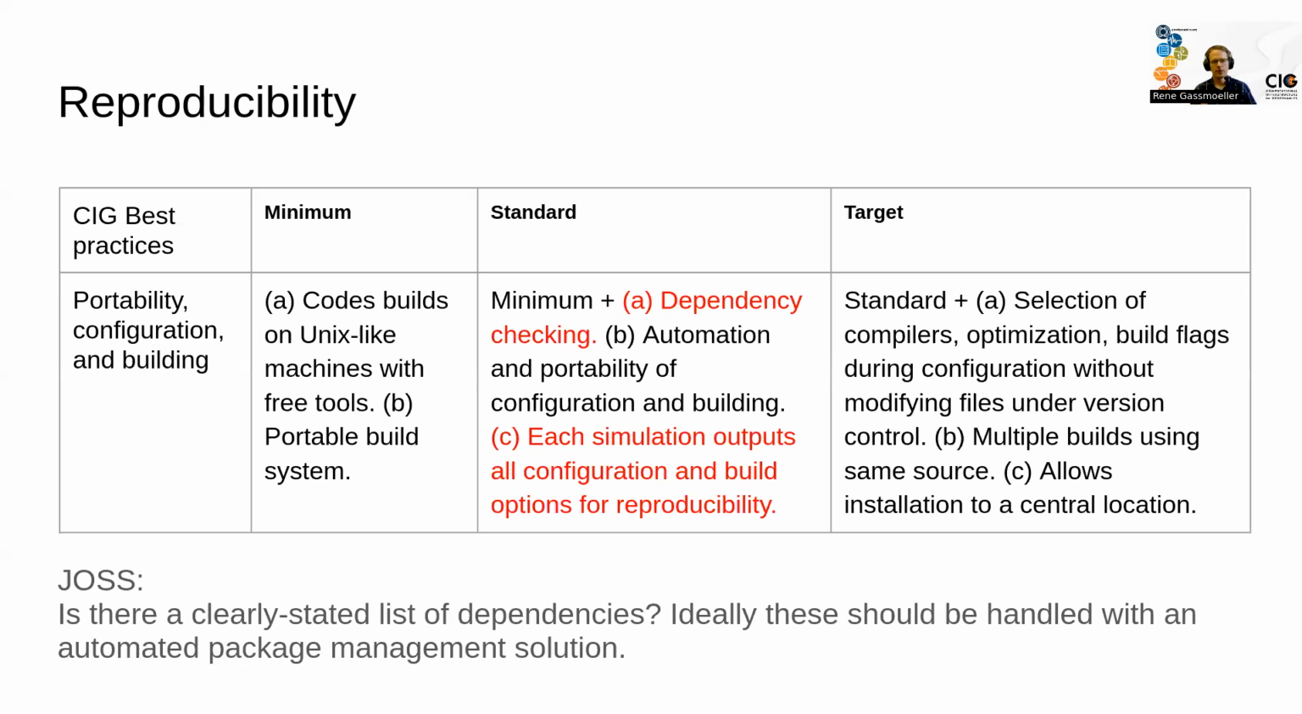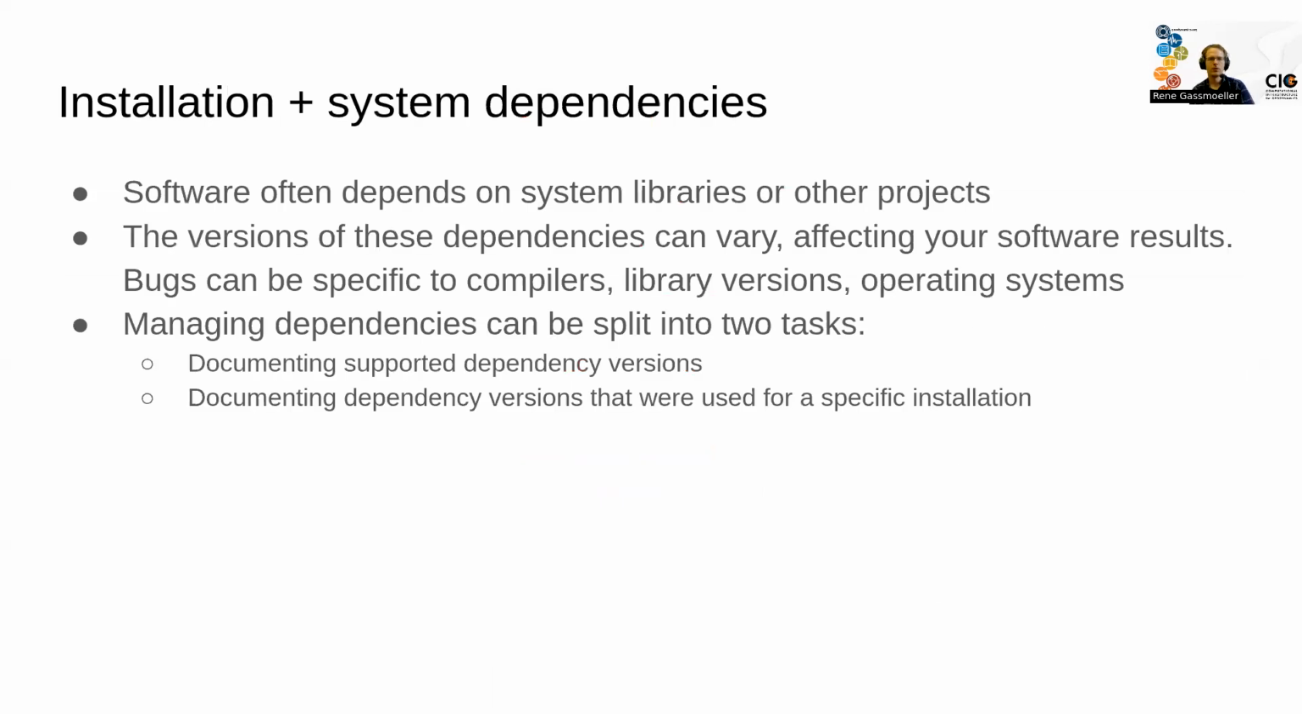We already talked about some aspects of the reproducibility of the system, or at least the installation setup of your software. Here, I want to mention 2 other criteria that appear in the CIG best practices: the checking of dependencies of the software and the output of configuration and build options for reproducibility. Equally, JOSS has best practices as well, and these are formulated for reproducibility as a clearly stated list of dependencies. Ideally, these should be handled with an automated package management solution. This is one of the things we're going to talk about.